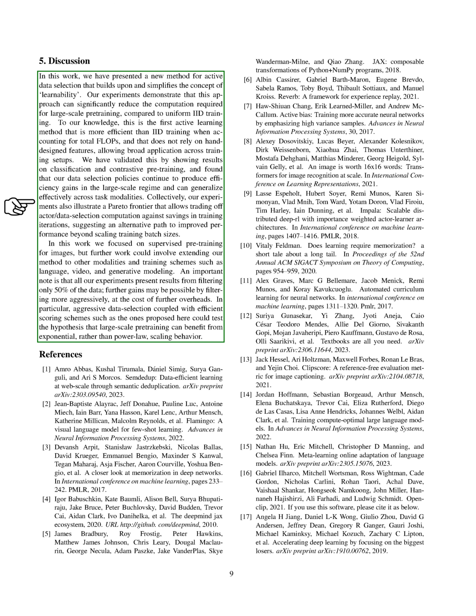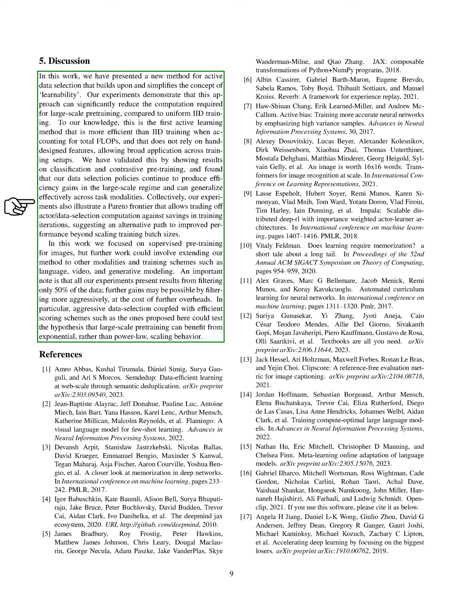Our experiments also highlight a trade-off that allows us to balance the computation used for data selection against the savings in training iterations. This suggests a different route to improved performance beyond just increasing training batch sizes. In this study, we focused on supervised pre-training for images, but future work could extend our method to other types of data and training schemes, such as language, video, and generative modeling.